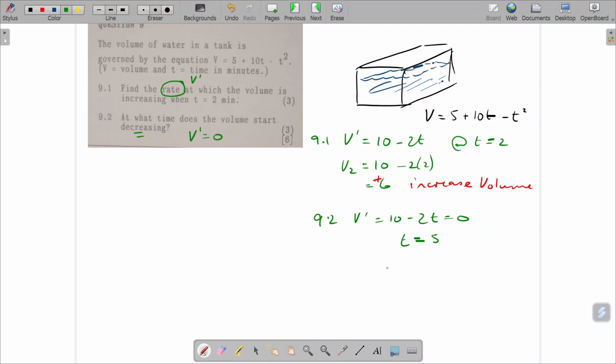And again, that makes sense to us if we think about it, because you've seen from our first sum that at 2 minutes the thing was increasing by 6 units. They didn't tell us whether it was meters cubed or whatever the case is, but we do know that volume is often measured in liters or meters cubed or something along those lines. And so when we reach t equals 5, it used to be increasing, and so now it's going to start decreasing. Below t equals 5, it was increasing, and after t equals 5, it was decreasing.